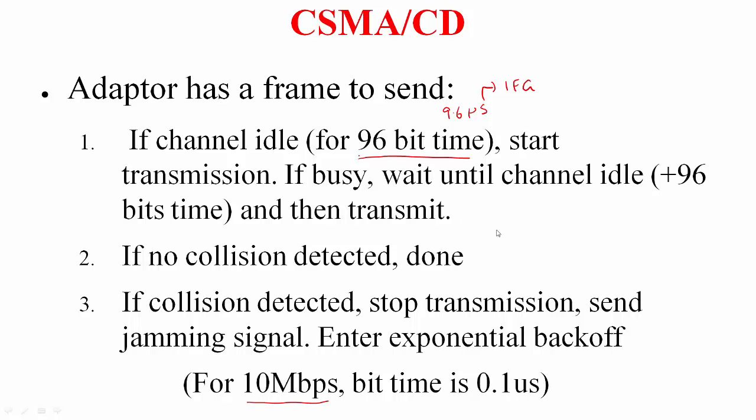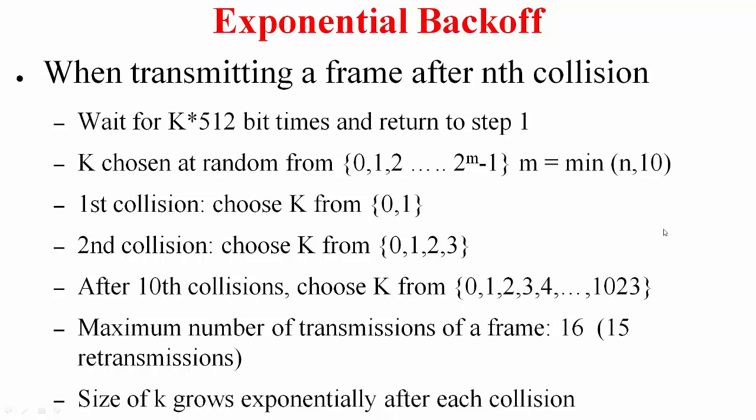Because it is one persistent, there can be collisions. But if no collision is detected as part of the ongoing transmission, the frame transmission is deemed successful and the adapter is done with that particular frame. However, if it detected a collision during the transmission of the frame, the adapter will stop the transmission, send the jamming signal, and enter what is called exponential backoff. Basically, this dictates the random time the adapter has to wait before it tries to retransmit this particular frame again.